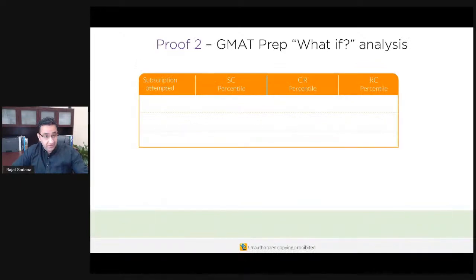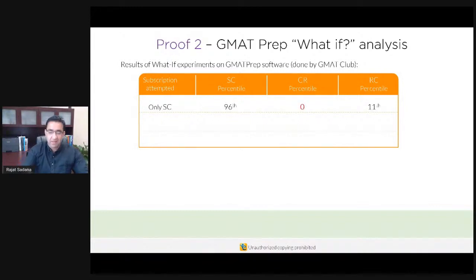Also, GMAT Club did some analysis, done on the official GMAT Prep software in the year 2017, where they said, hey, we're going to make mistakes in two subsections, and answer every question correctly in the third subsection and see if we can get a high ability score in that particular subsection. And so they did that. They answered only sentence correction questions correctly, and they were able to get a really high percentile in sentence correction while achieving very low percentiles consequently in reading comprehension and critical reasoning.